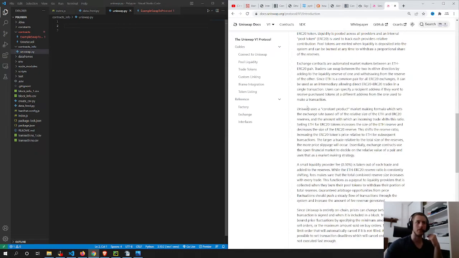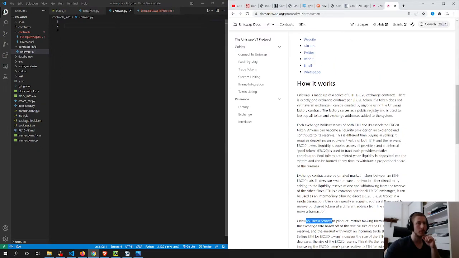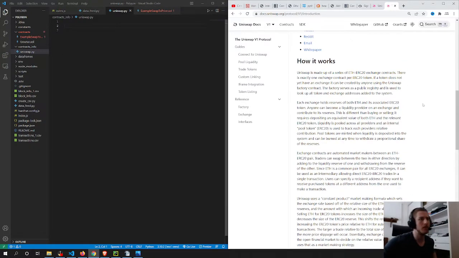So I think I'm gonna start from here. Let me read all this stuff. Okay. Uniswap is made up of a series of ETH ERC20 exchange contracts. There is exactly one exchange contract per ERC20 token. If a token does not yet have an exchange, it can be created by anyone using the Uniswap factory contract.